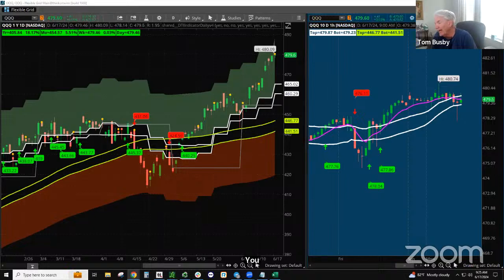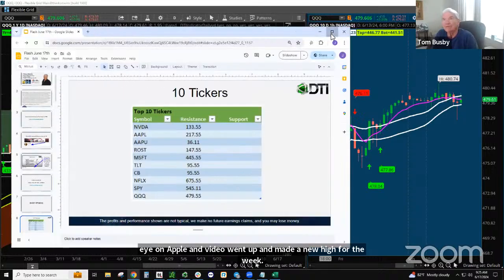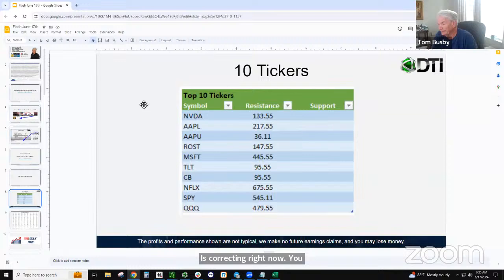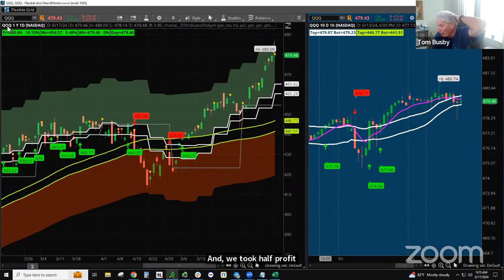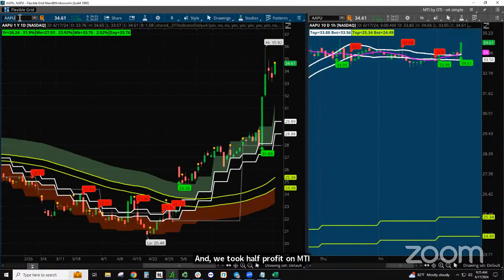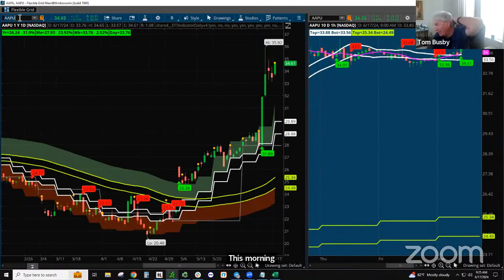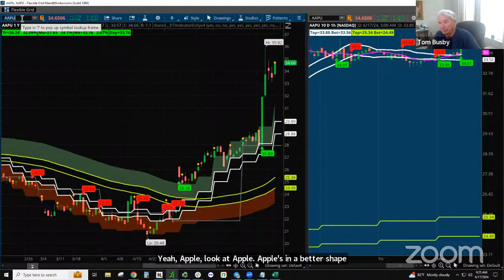By the way, Apple's moving higher this morning. Keep your eye on Apple. Nvidia went up and made a new high for the week. It's correcting right now. Not much, but it is. At 133.55, on a close below that I'd implement some new. AAPU is a good stock to look at. AAPU, that's an Apple derivative, 1.5 times. And we took half profit on MTI Ross this morning, right, Jonathan? Yes, we did. Apple's in better shape if I was buying. In fact, Apple looks to me like it's a good play.